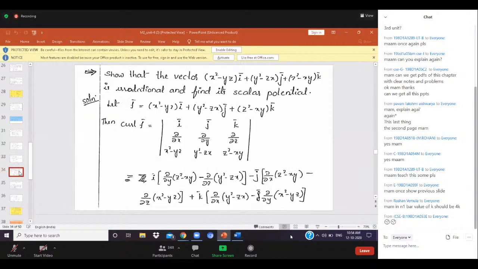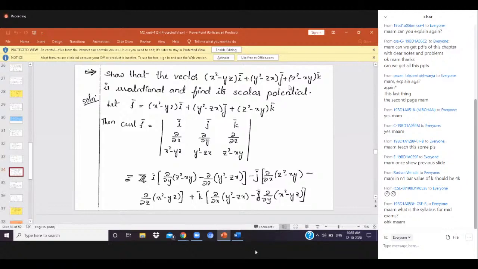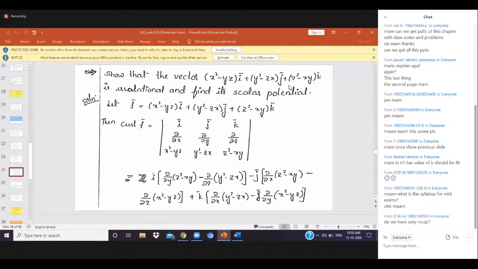This is very important. The next problem is scalar potential, but I am not going to explain because the time is up. So next class we'll discuss compulsorily how to calculate it. The mid exam syllabus is the last 2.5 units, that is what we started from the 4th unit. Be ready for your mid exam also. This is going to be held from the 28th onwards.